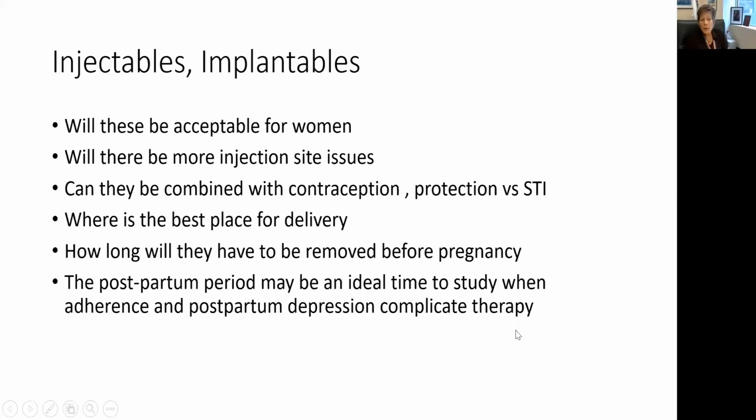And then as we get on to the injectables and the implantables, the big question is, are these going to be acceptable for women? Will they have more problems with injection site reactions? Will these drugs be able to be combined with contraceptives or preventions against STIs? Where is going to be the best place for delivery of these for women? And then how long will they have to be taken away or removed before a pregnancy? On the other hand, the postpartum period may be an excellent time to study these drugs in women where adherence and postpartum depression can complicate their therapy.